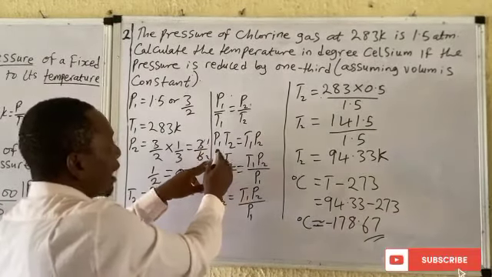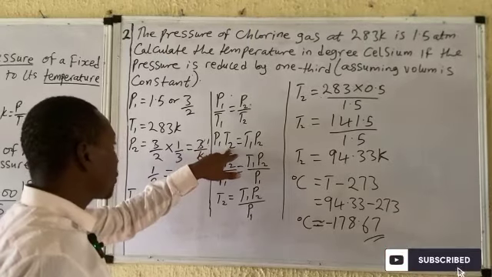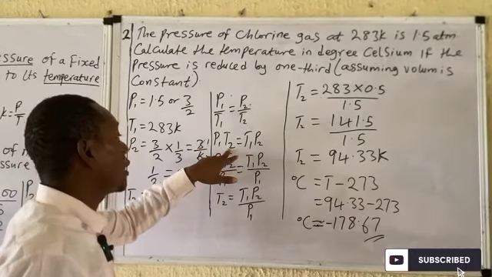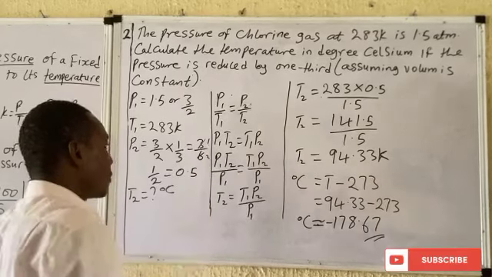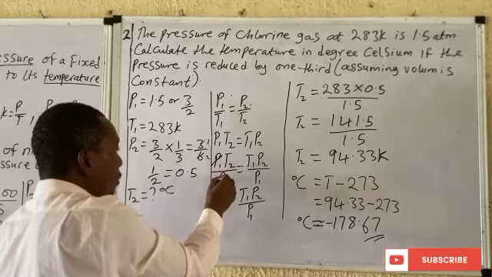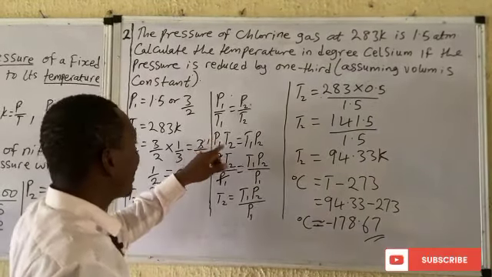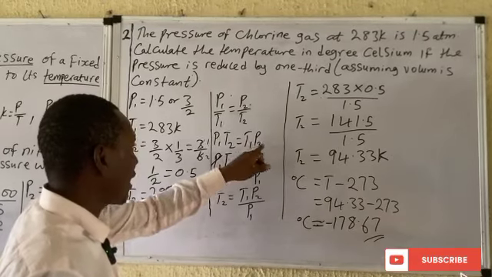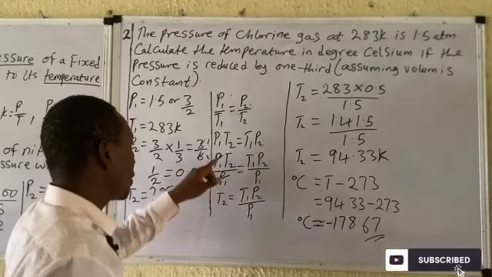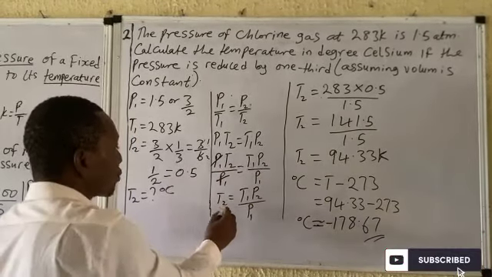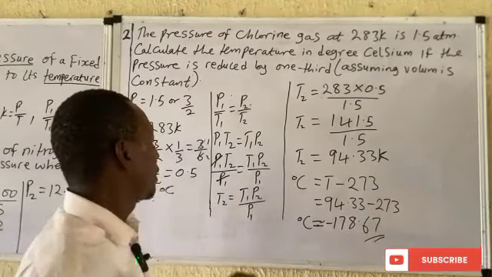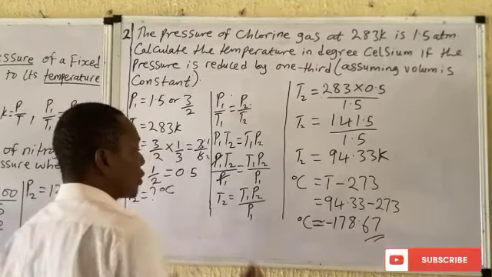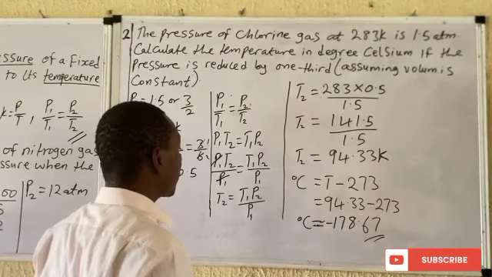Once you have this, you can make T2, which you're looking for, the subject of the formula. How will you do that? Just divide both sides by P1 such that this will cancel out this. Divide this side by P1, that's what we did here. So this will cancel out this. I'll now have T2 equals T1 P2 all over P1. Once you have gotten this, you've gotten the formula to calculate for the question.